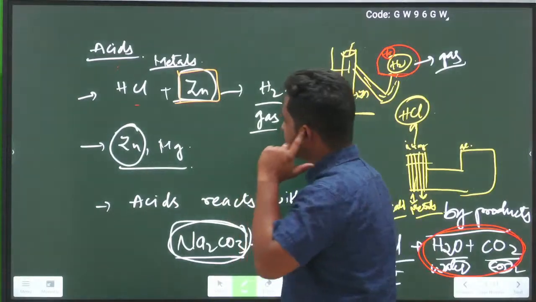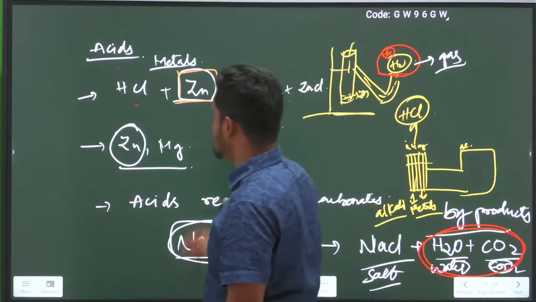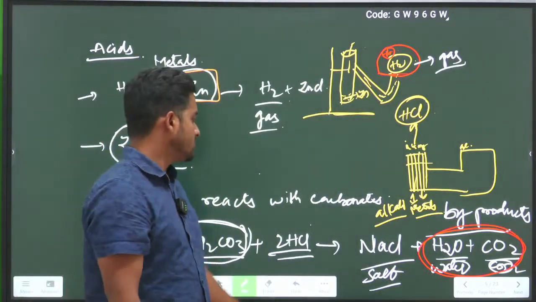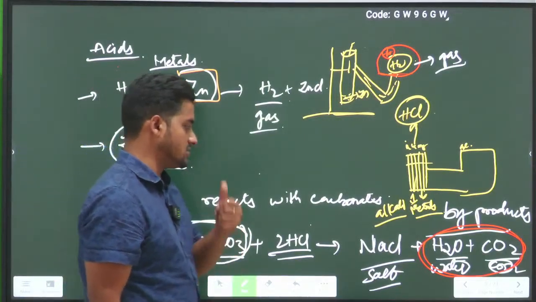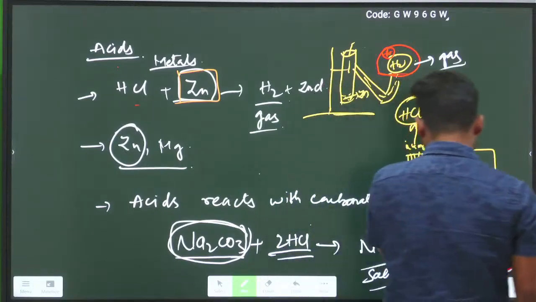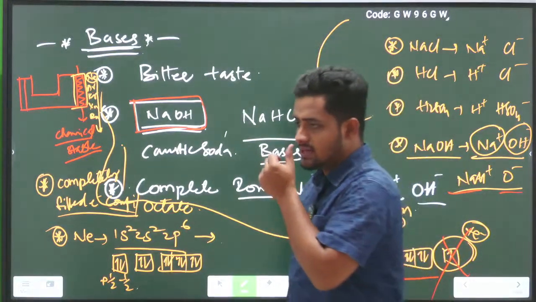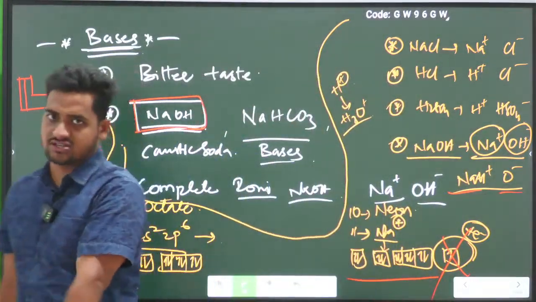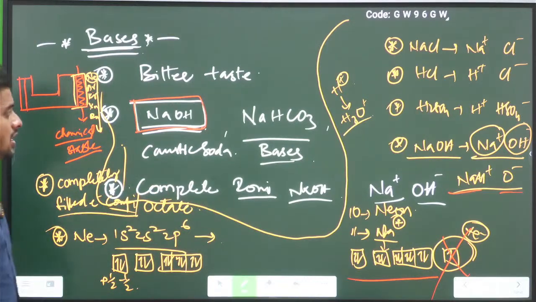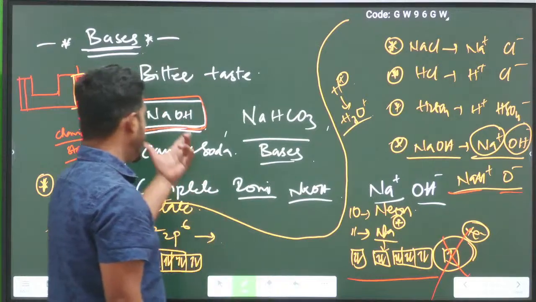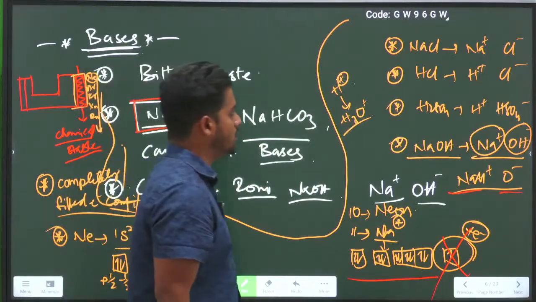Then coming to the acid-metal reaction. When acid reacts with metal, it produces hydrogen molecules. And Na2CO3 on reaction with HCl gives rise to NaCl plus H2O. All these reactions are very important. Coming to bases, they are bitter in taste and their pH ranges from 7 to 14. Some strong bases are NaOH. How we say strong we have learned. NaOH is caustic soda, and complete ionization gives rise to NaOH.